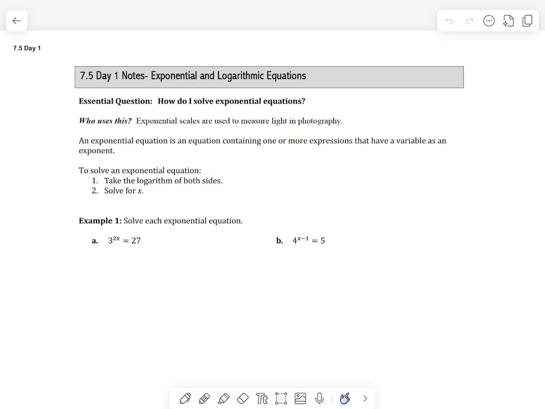All right, next we're going to move on to solving exponential equations. And how we do this is we want to take the logarithm of both sides and then solve for x. So here's our first example.